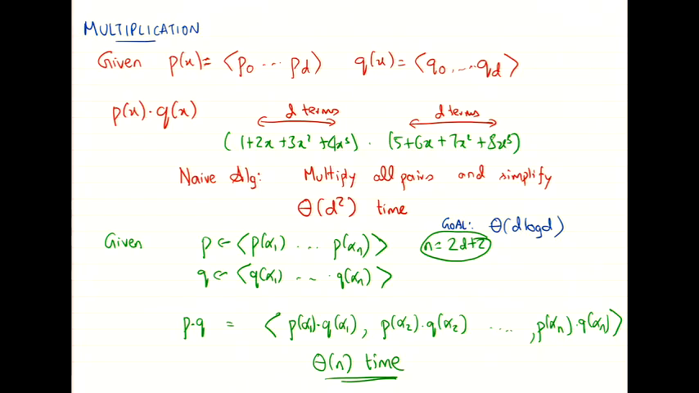So the question was, why am I setting n to be 2d plus 2? It should be 2d plus 1. Yeah, you could have 2d plus 1. 2d plus 1 is sufficient. I'm just playing it safe, having an even number over there.